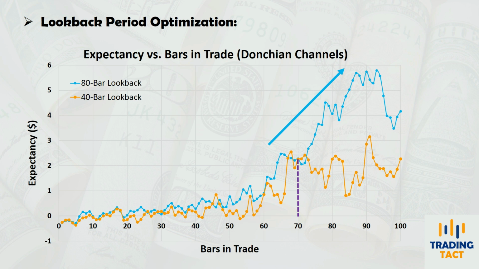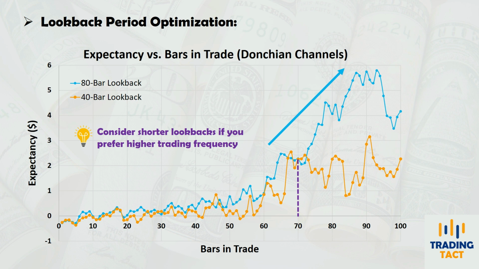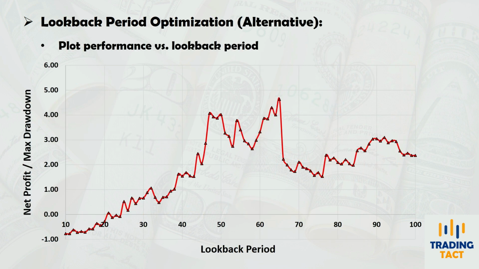Nonetheless, higher expectancies do not necessarily indicate a better trading solution. The 40-bar look-back will generate more trades than the 80, and this could result in an overall improvement in net profit. An alternative approach is to plot the strategy's performance as a function of the look-back period, as shown here. Confluence between the two approaches likely means you're on the right track.